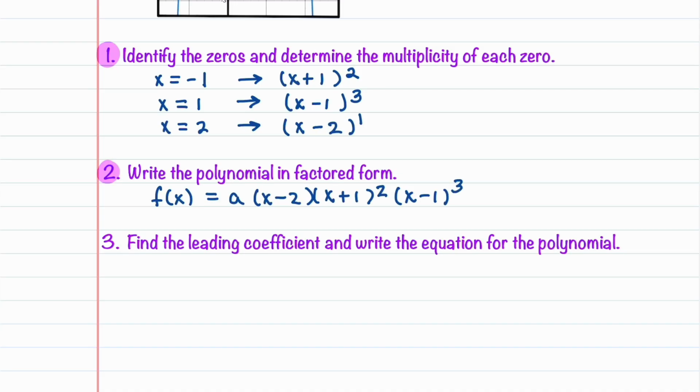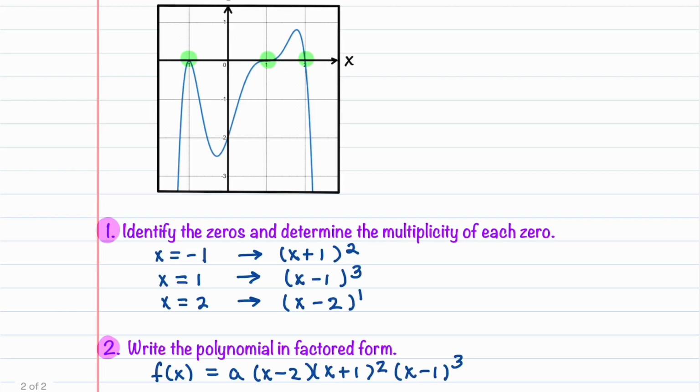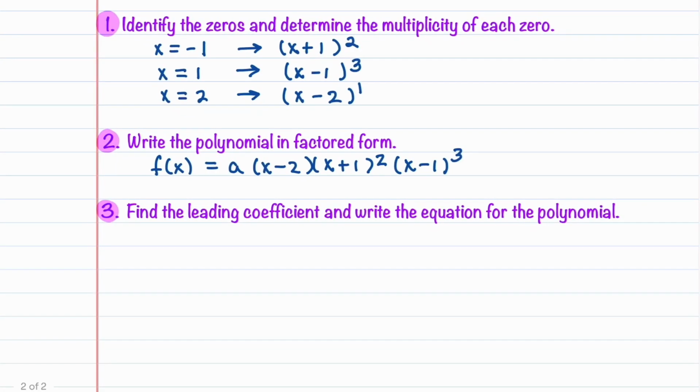Now we're almost done. All we have to do is find the leading coefficient. To find the leading coefficient, let's go back up to our graph and see if we can find a point that we can use. Notice that we have a very nice y-intercept, and that's right here. So when x is equal to 0, our y, or our f of x, is equal to -2. Let's go ahead and write that down. So when x is equal to 0, our f of x is equal to -2.